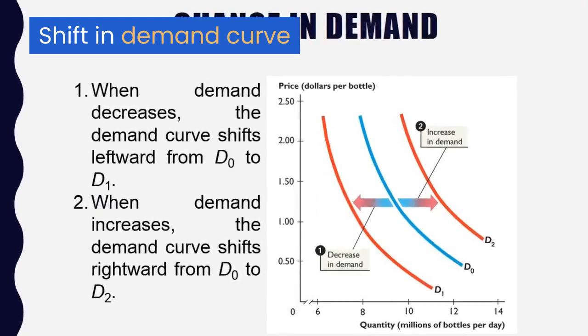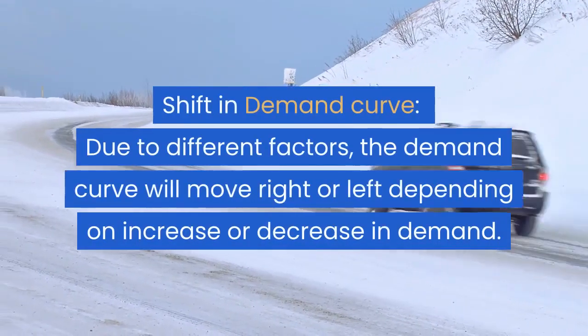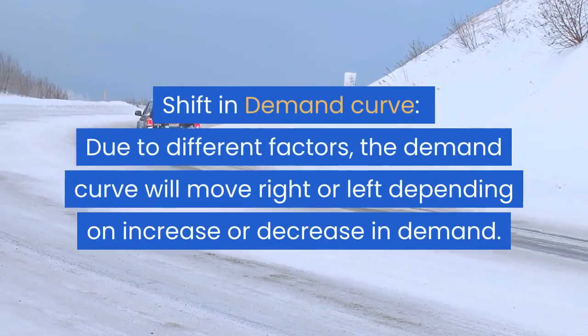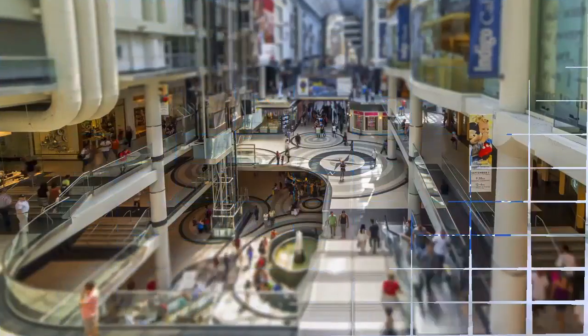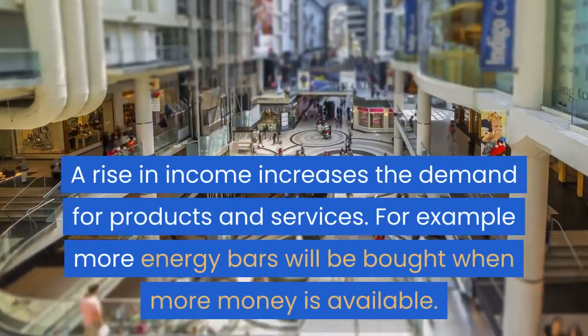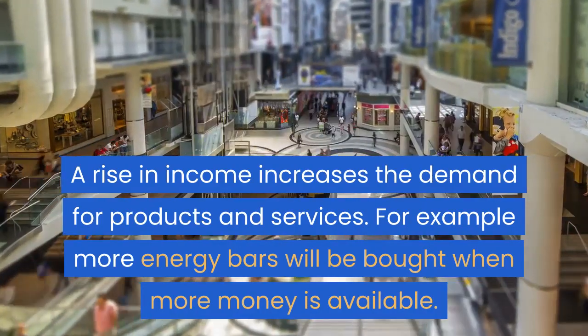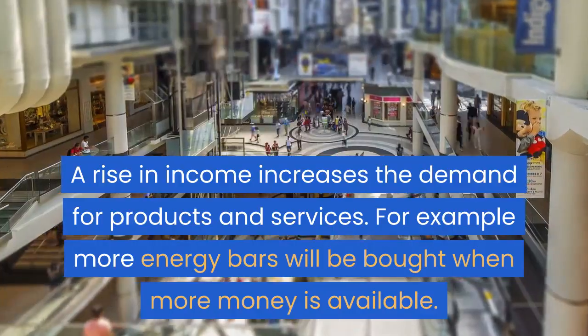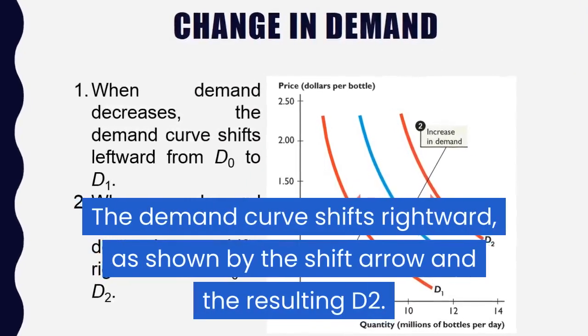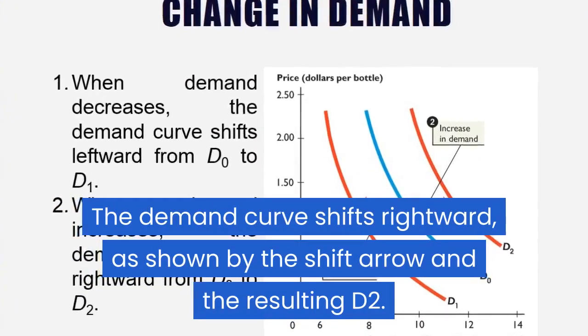Shift in demand curve. Due to different factors, the demand curve will move right or left depending on increase or decrease in demand. A rise in income increases the demand for products and services. For example, more energy bars will be bought when more money is available. The demand curve shifts rightward, as shown by the shift arrow and the resulting D2.